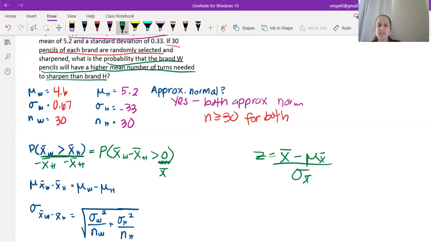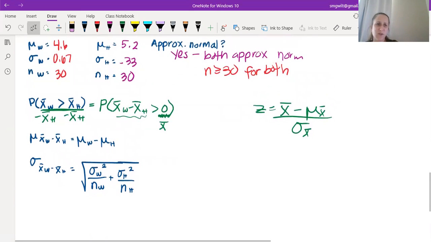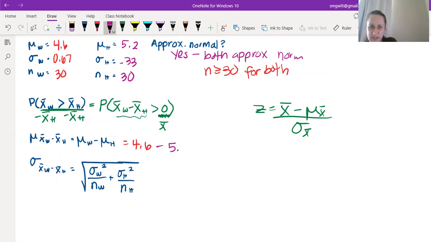So the two formulas that I need are the formulas for mean and standard deviation. Whatever order is here, that's the same order that I should subtract my means. Since I'm subtracting H from W, I'm going to subtract my means that way. So the mean of W was 4.6 minus the mean of H, 5.2. That's going to give us a mean of negative 0.6.